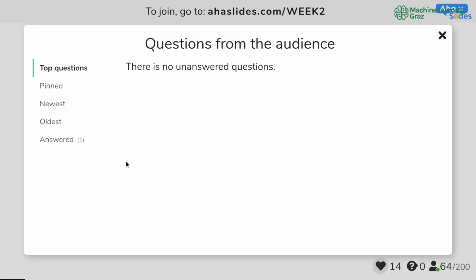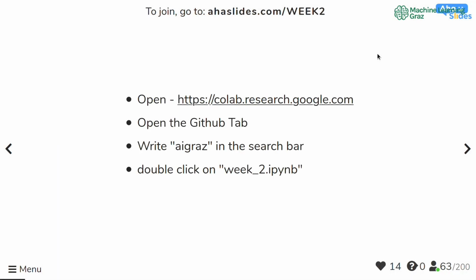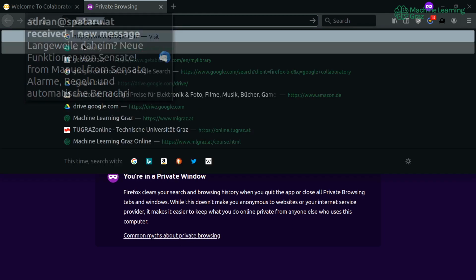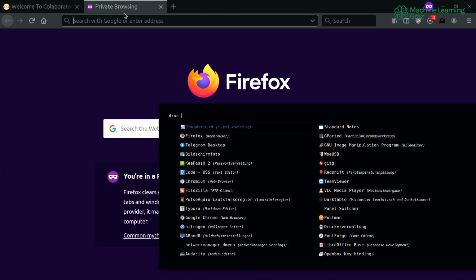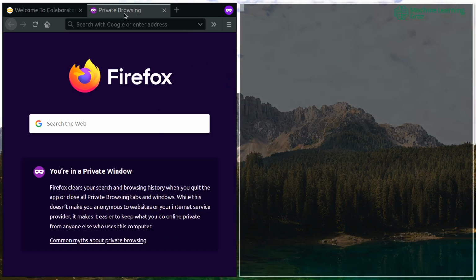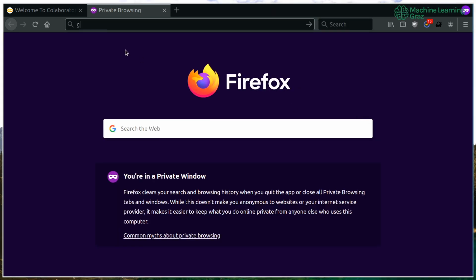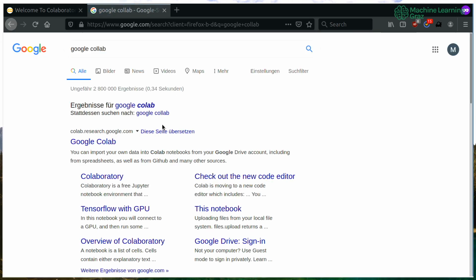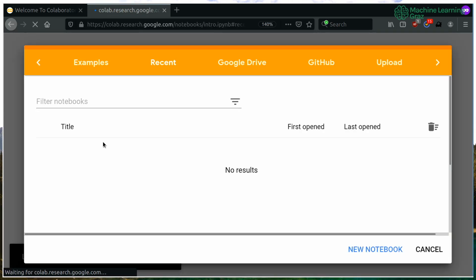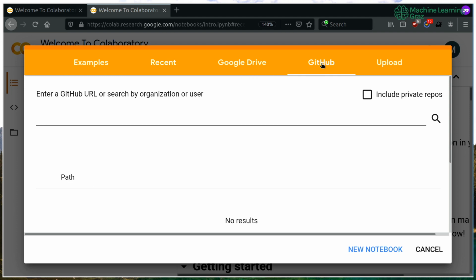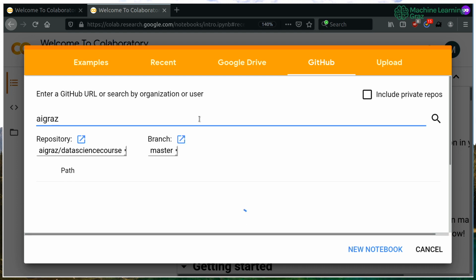One more time. So we'll show it one more time for you guys. So as mentioned, you write Google. Give me a second. It seems like my email browser is open. Let me just kill it. Thunderbird. Okay. So we go on Google Colab. You can just put that in your Google. Open it. Once you open Google Colab, you press here on GitHub. You write here AI Grats. Press enter. And then finally you double click on the week 2 IPython notebook.